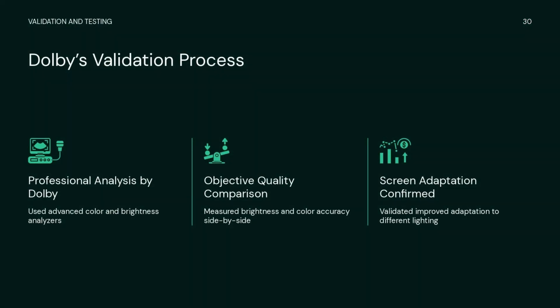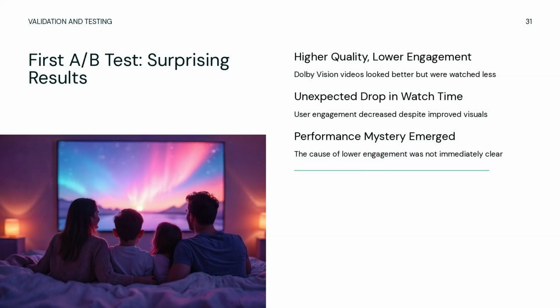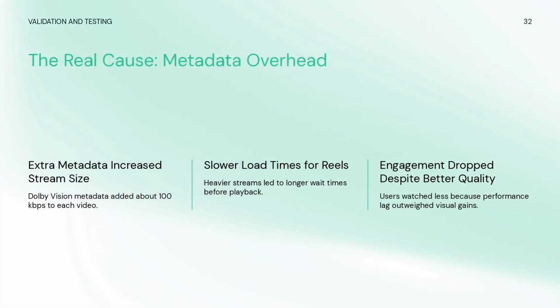Once implemented, the solution went through extensive validation and testing. Dolby verified brightness accuracy, color mapping, and adaptation to lighting conditions. Visually, HDR was finally correct. The first A/B test produced surprising results. Visual quality improved, but user engagement dropped. Watch time decreased. The issue was performance. Dolby Vision metadata added about 100 kilobits per second. That slowed video startup. Users left before playback even began.